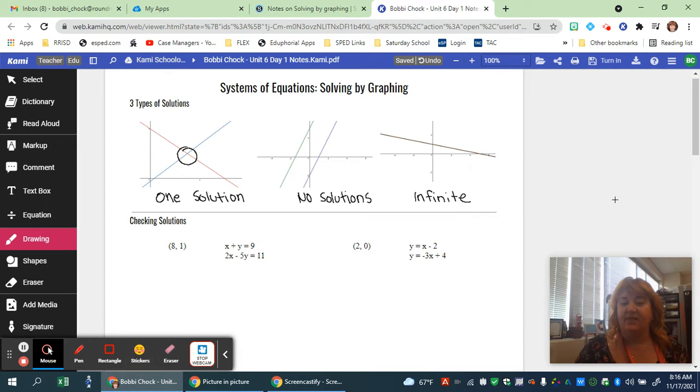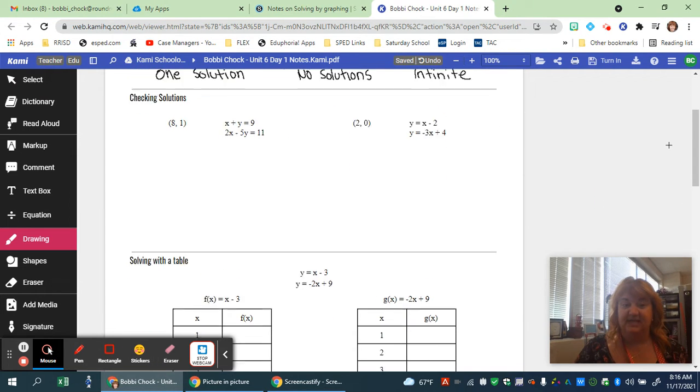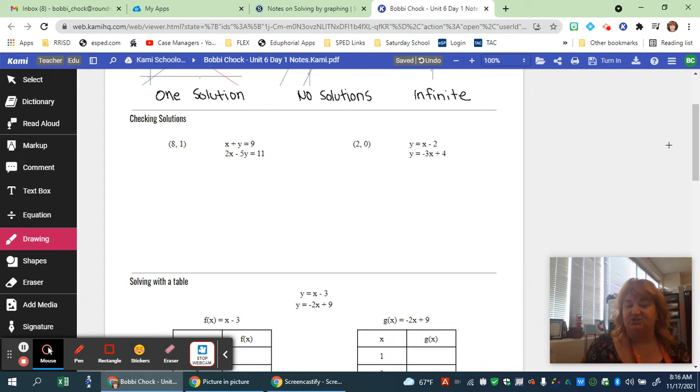Now, there's a way that you can check your solutions, and that's by substituting the numbers in. Let's say you're taking the test and you have multiple choice. You could find out which one it is by just substituting in. I'll show you what I mean. Let's see if (8, 1) is the solution for these two equations. So I substitute 8 in here and 1 in here. 8 plus 1 is 9. Does 9 equal 9? Yes, that one checks out.